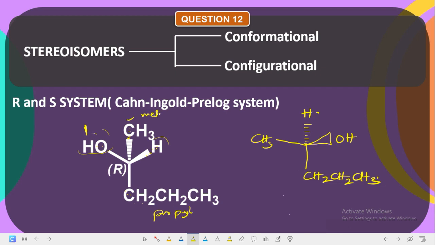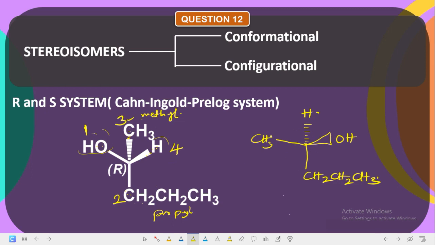Now when you have two alkyl groups attached, the one that is longest is usually the one that has the higher priority. So in this case, between propyl and methyl, which is longest? Propyl. So propyl will be number 2. Is that okay? And then finally, this one will be number 3, and then hydrogen will be number 4. Is that okay?